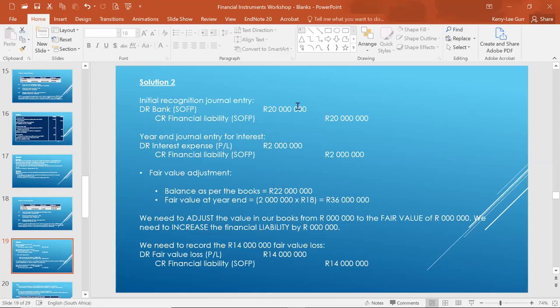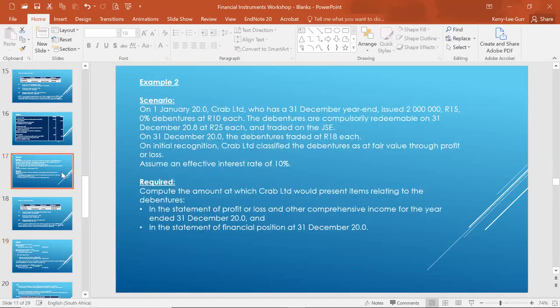It's based on what this liability was raised at, 20 million at 10% effective interest rate, and that we're going to add to our liability. Then we're at year end. We want to update what the financial liability is in our books. Well, it's sitting at 22 million Rand. But what is the fair value of these debentures at year end?